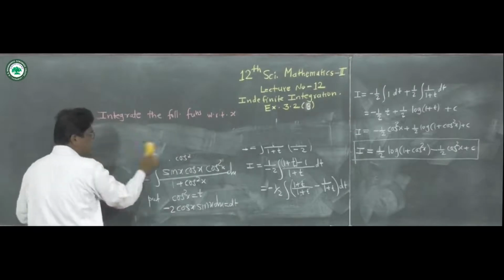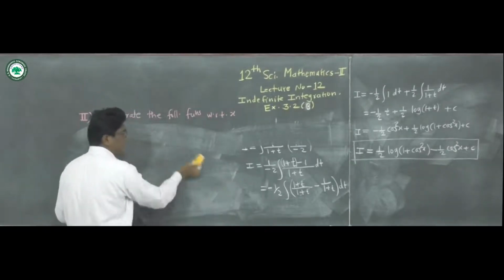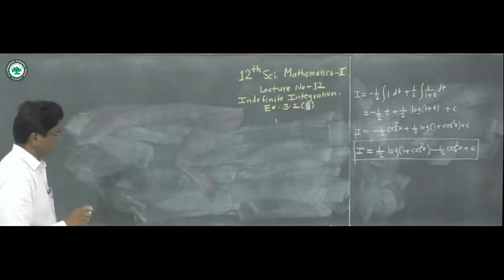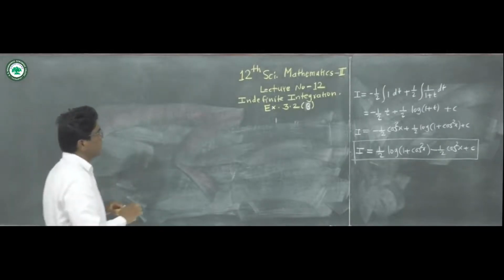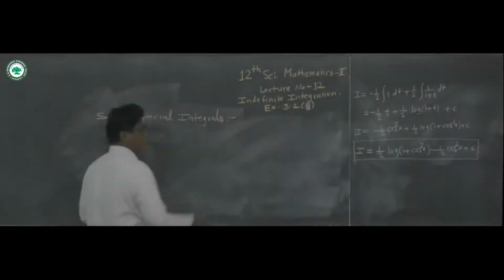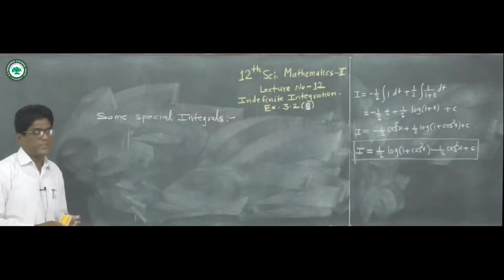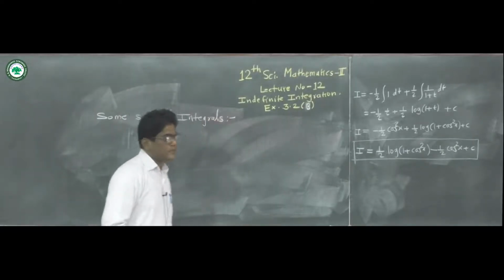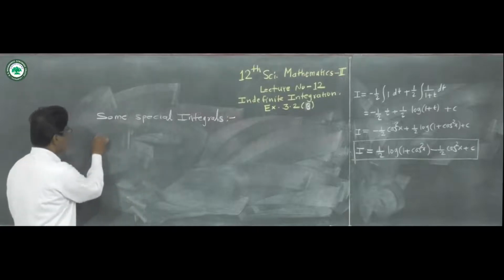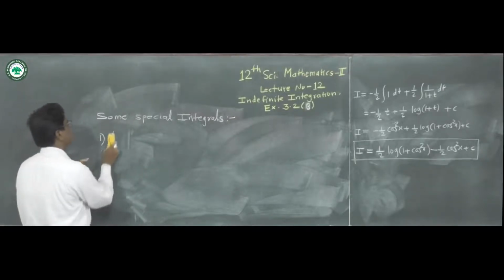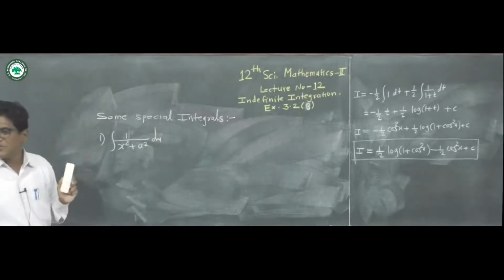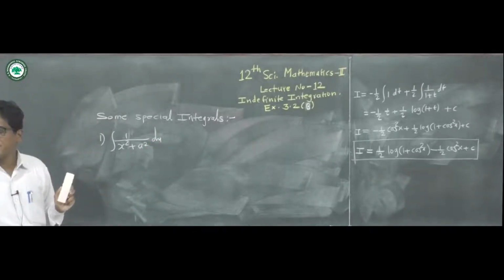Now before we start exercise 3.2b, we have some formulas, some special integrals. Here we see 7 formulae which are very important to solve exercise 3.2b. So the first formula is integration of 1 upon x square plus a square dx.